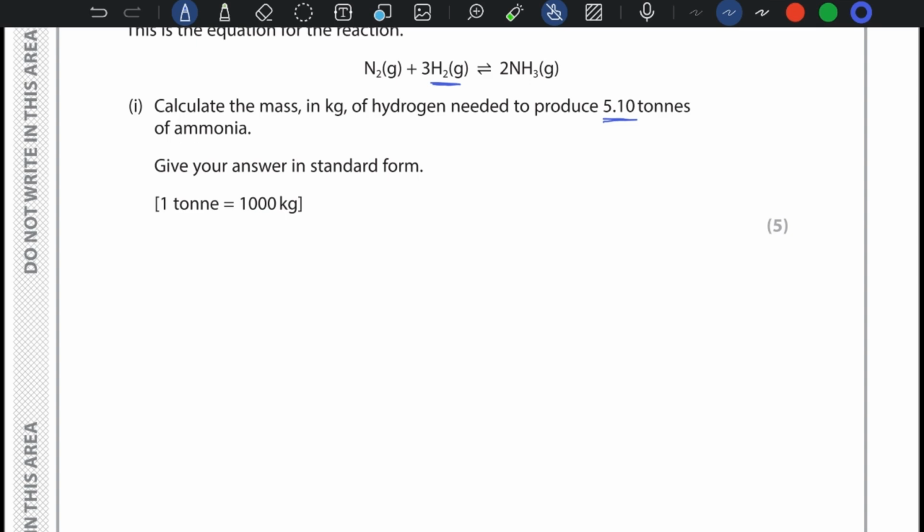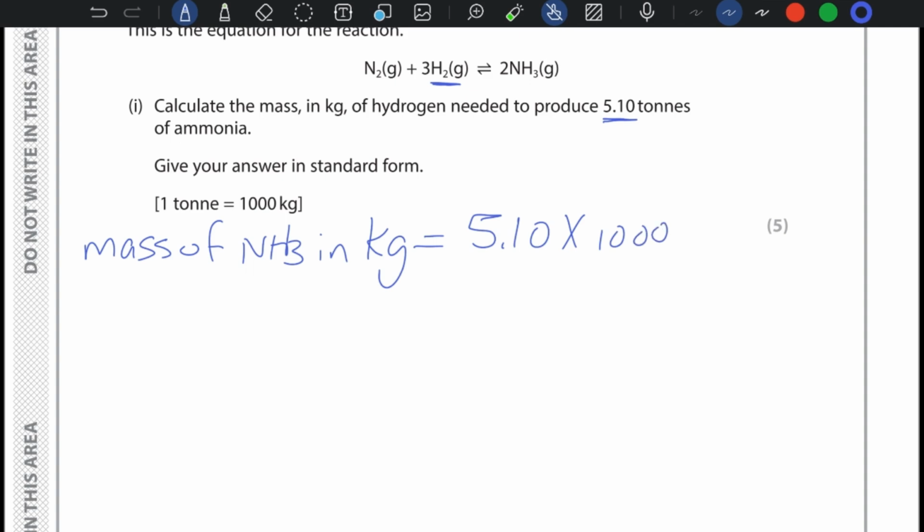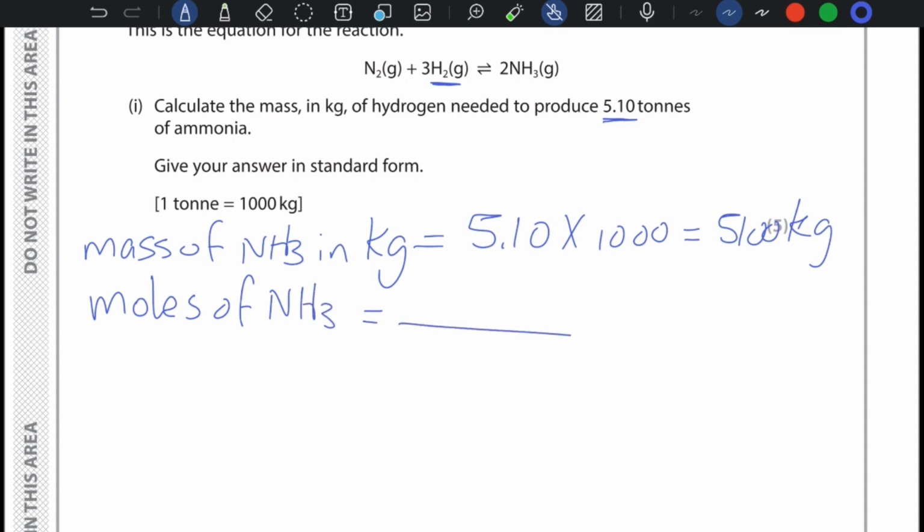At the beginning, we have to calculate the mass of ammonia in kilogram. He just mentioned 1 ton is equal to 1000 kilogram. So 5.10 multiplied by 1000 is equal to 5100 kilogram. Then you have to calculate moles of ammonia, just by dividing mass over molar mass, 5100 divided by 17, the Mr of ammonia we just calculated in the previous step, so it's 300 moles.